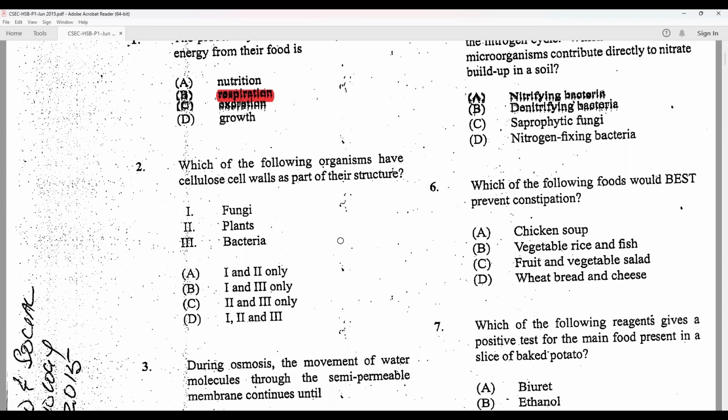Question 2, which of the following have cellulose cell walls as part of their structure? And they give you the choice. Fungi, plants, bacteria, and you must select the ones that have. And we know that fungi, plants, and bacteria all have cell walls. So we are looking at D for the answer, 1, 2, and 3.